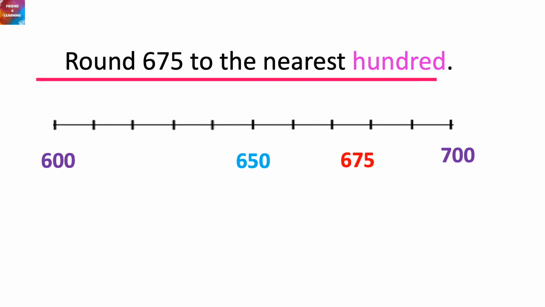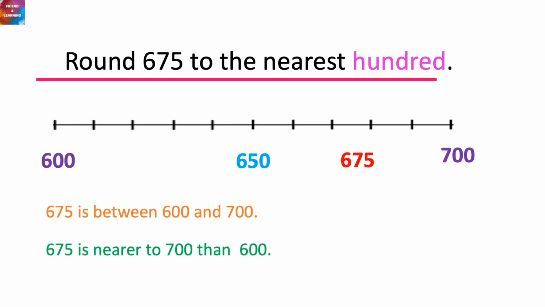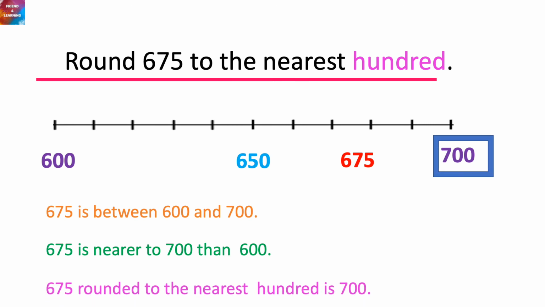Okay, there we are. So 675 is between 600 and 700. You can notice it is close to 700 rather than 600. Okay, so when we round this number, it is 700. That's what we learned in our previous slide.